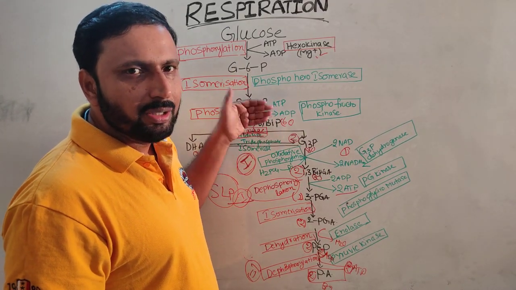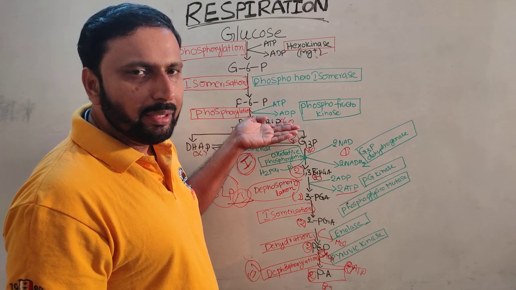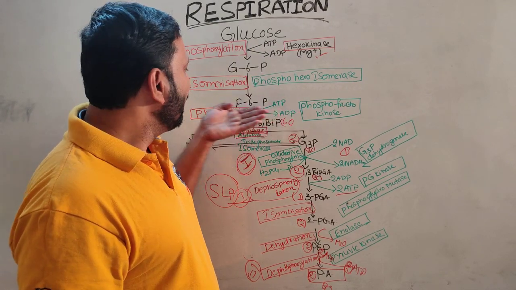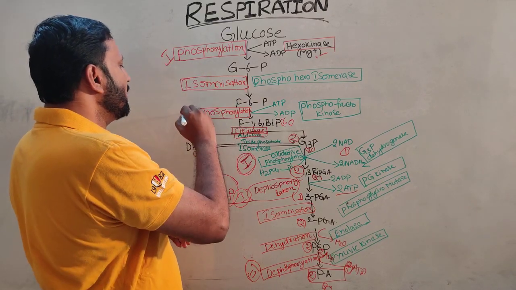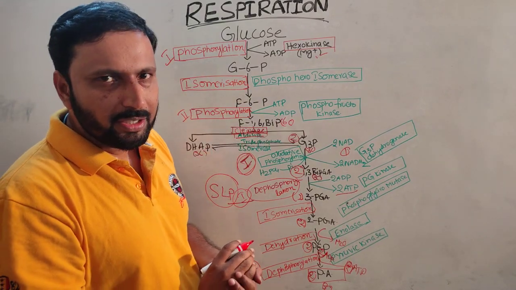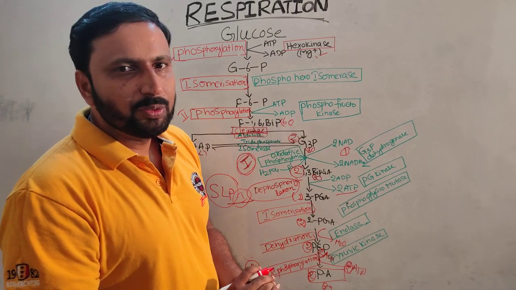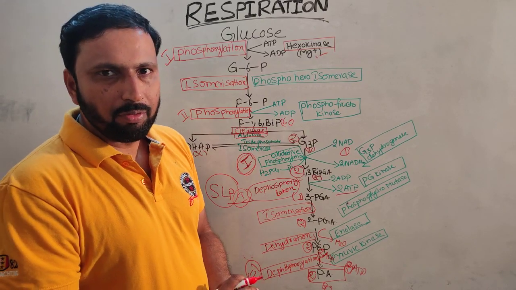For phosphorylation, the phosphate donor is ATP. ATP is converted into ADP. So two times phosphorylation is over. This is the first phosphorylation, and this is the second phosphorylation. The phosphate donor is ATP and the enzyme is phosphofructokinase. So fructose 1,6-bisphosphate is formed.